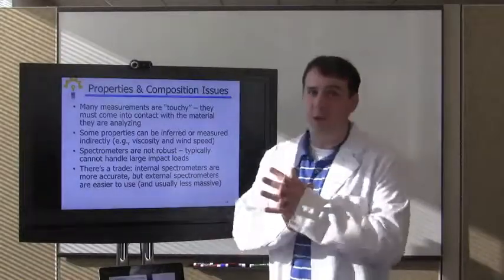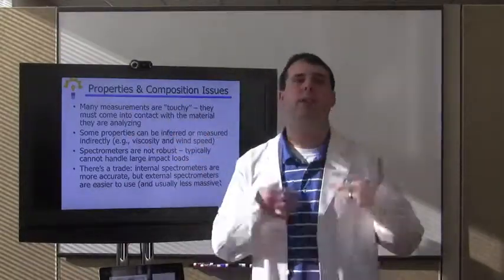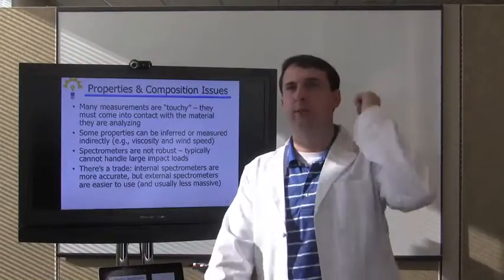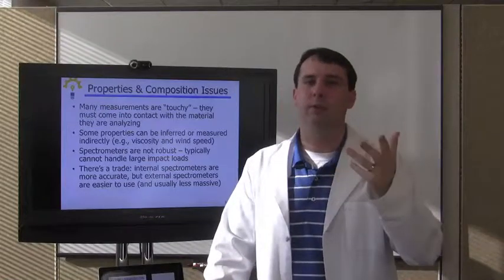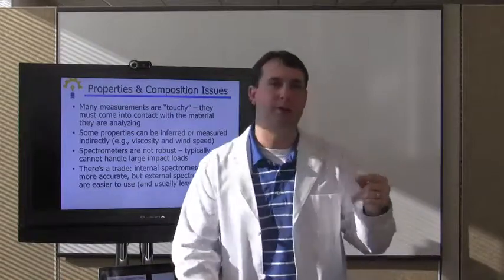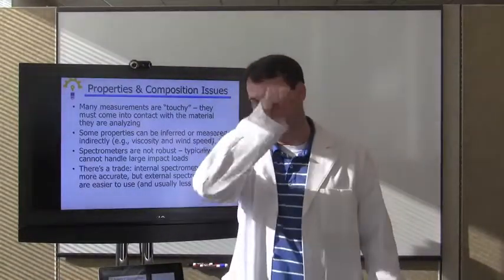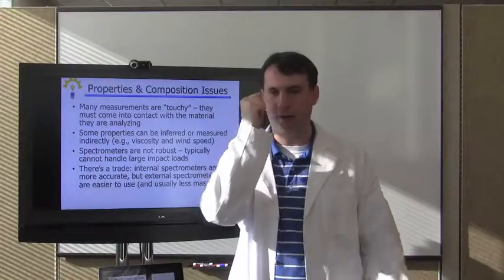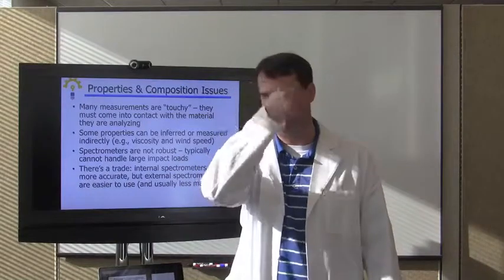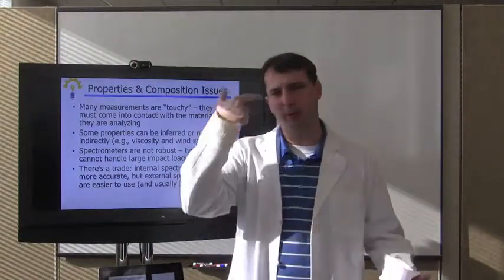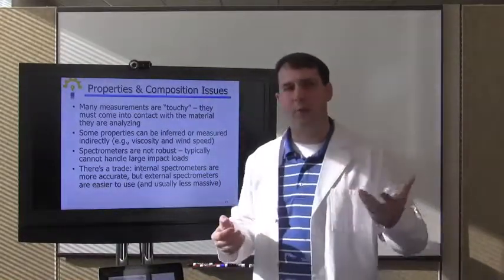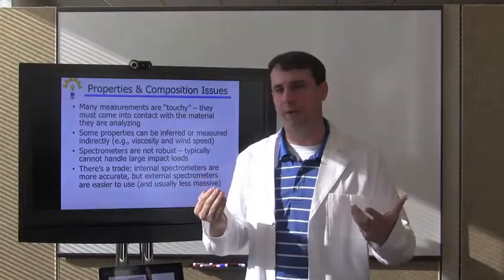So, properties and composition. I called a lot of these measurements touchy measurements, which means that the probe, the temperature sensor or the pressure transducer, has to actually touch whatever it's measuring. The temperature sensor is called a thermocouple. If you want to measure my temperature, I have to touch my forehead with that temporal scanner, right? They've got those laser beam ones, but those don't work as well, and they have a very limited range. Thermocouples are touch. You have to touch something in order to measure its temperature.